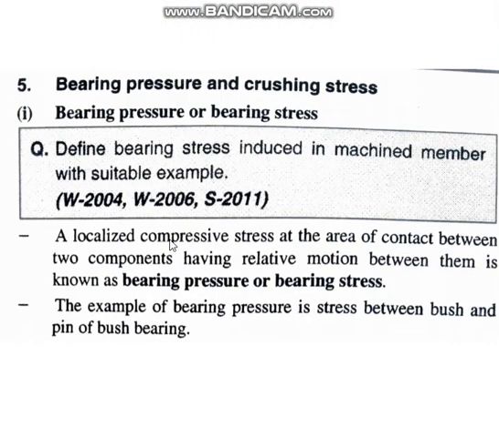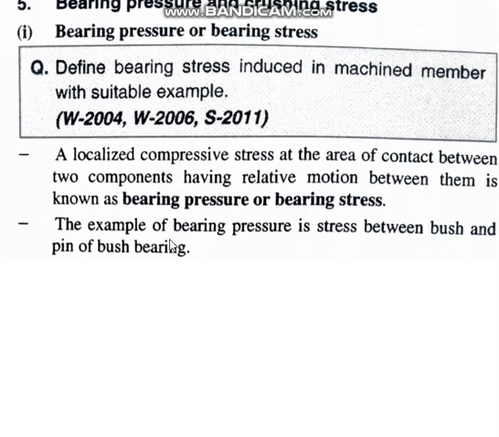Bearing stress, crushing stress. The definition is like this: a localized compressive stress. I told you yesterday the difference between a localized stress and a body stress. A localized stress is only at the point of contact on the surface or a small region. It is restricted to a small region, then it is a localized stress. If it is there in the entire body, then it is called a body stress. So this stress is a localized compressive stress at the area of contact between two components.